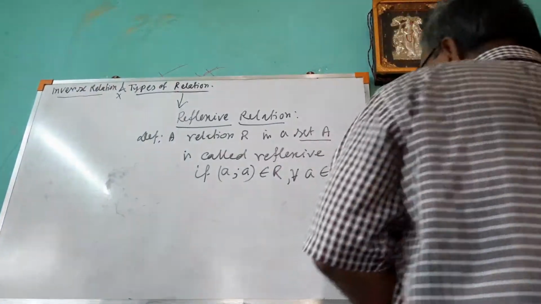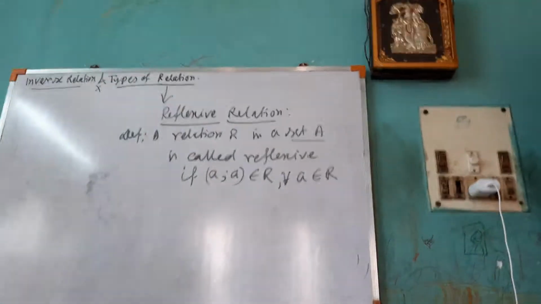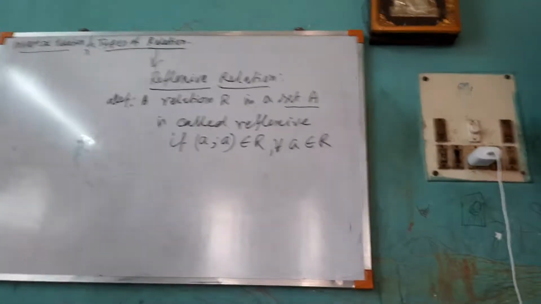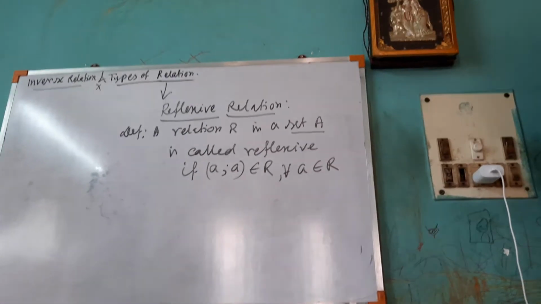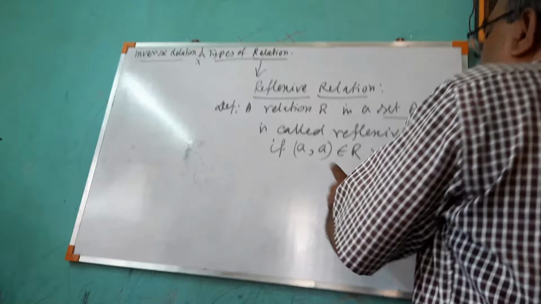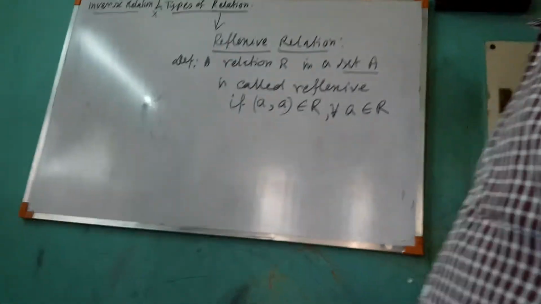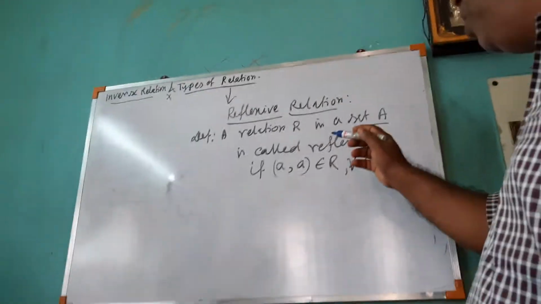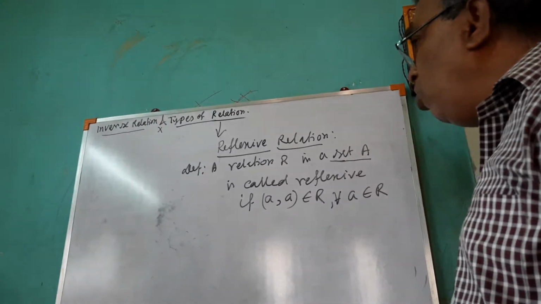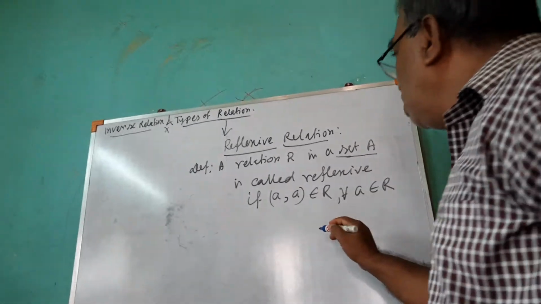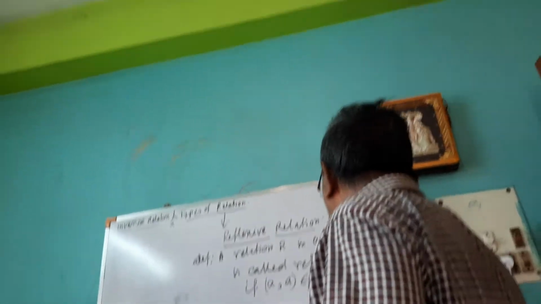So try to understand this. A reflexive relation means a relation R in a set A is called reflexive if (a, a) belongs to R for all a belonging to A. Suppose, for example, if I give an example, then you will understand clearly. But one thing you must remember, for reflexive, we are considering only one set, not two sets. So suppose A equals {2, 3, 4}.